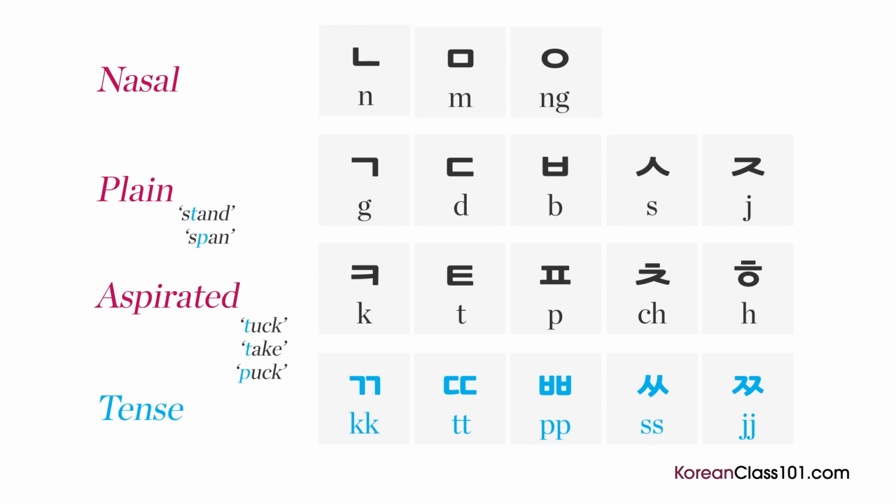Tense consonants, also known as double consonants, are pronounced with a stiffer voice. More pressure is built up and it's released much more quickly than plain sounds. 끄, 뜨, 브, 스, 즈.